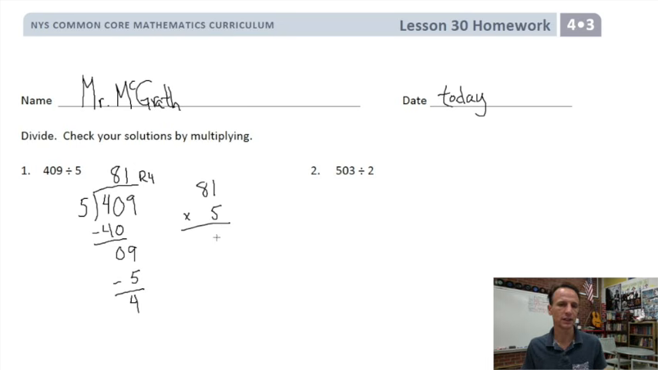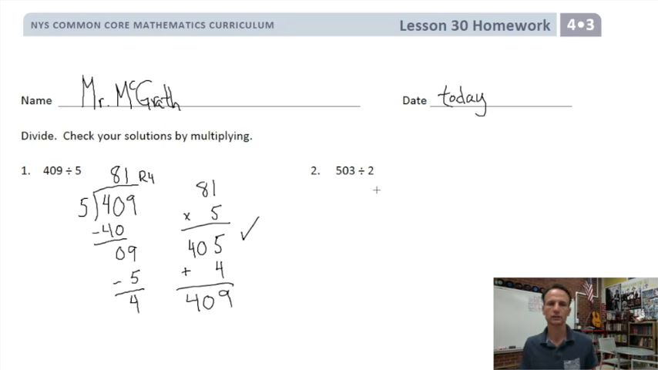So 5 times 1 is 5, and 5 times 8 is 40, so 405 there. Add in our remainder of 4, and we end up with, yes, 409, which is what we started with. Checks out. All right, so now let's try this one.